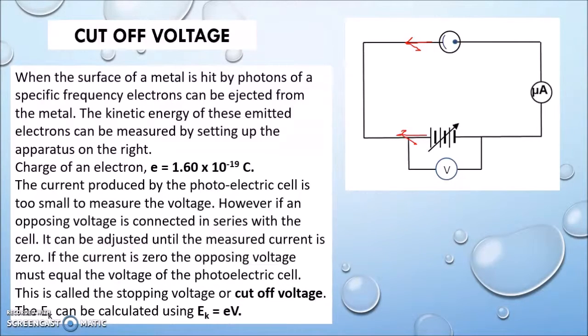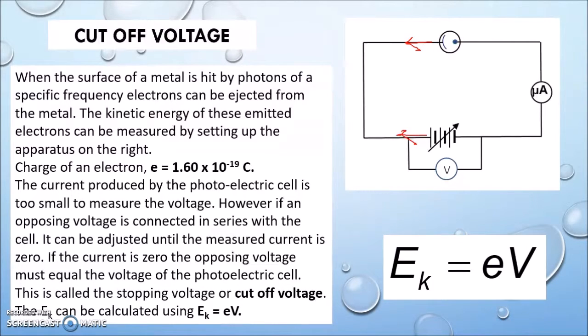So as soon as we measure zero current, we write down what the voltage was when it pushed against the photoelectric cell. That voltage is equal to the voltage of the photoelectric cell. This is called the cutoff voltage, the voltage that stops the photoelectric cell from producing a current. We can use this cutoff voltage to find the kinetic energy, because the kinetic energy of a particle just equals the cutoff voltage times the charge of an electron.